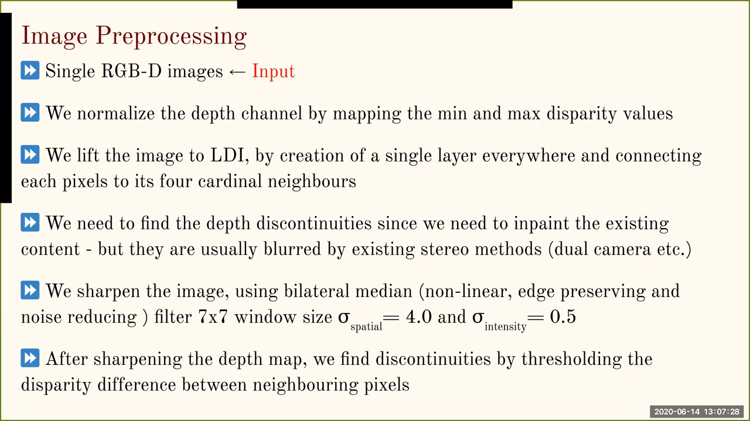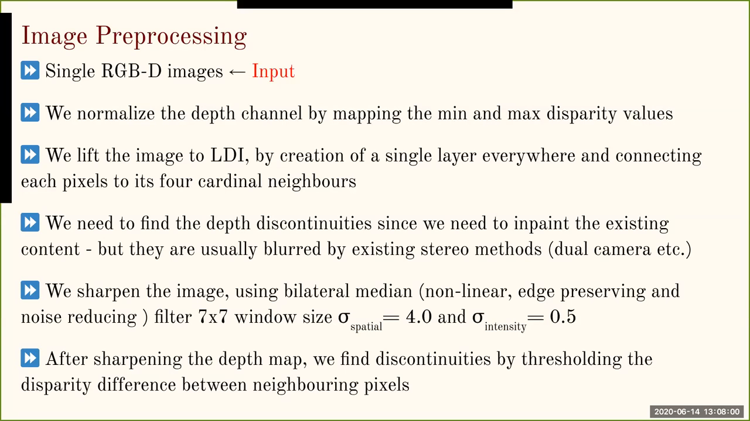So we lift the image to a layer depth image by creating a single layer everywhere and connecting each pixel to its 4 cardinal neighbors. So here we are converting a single RGB image to a single-layer LDI image. We are just transforming it into a 4-connected sparse component, which we have seen before in the previous slide.